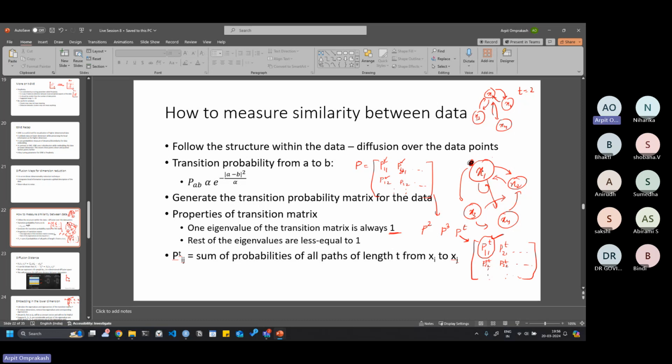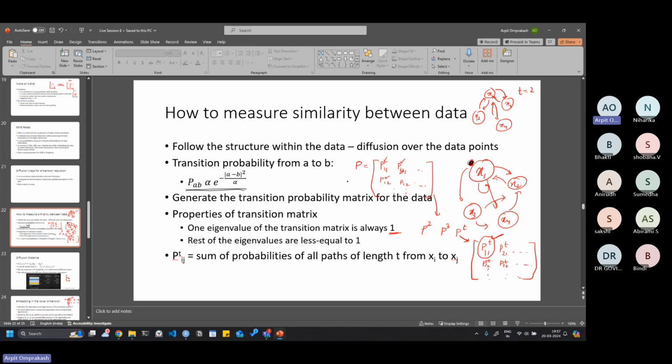To quantify this, we compute something called the transition probability, which gives us the probability of going from, let's say, data point x1 to data point x3, or x1 to x2, or from A to B in general. So this transition probability is given as this. Then we generate a matrix for all of our data points. It's a square matrix. So data point 1 to data point 1, what is the transition probability? Data point 2 to data point 1, what is the transition probability? 1 to 2, 2 to 2, and so on. We calculate for all our data points.